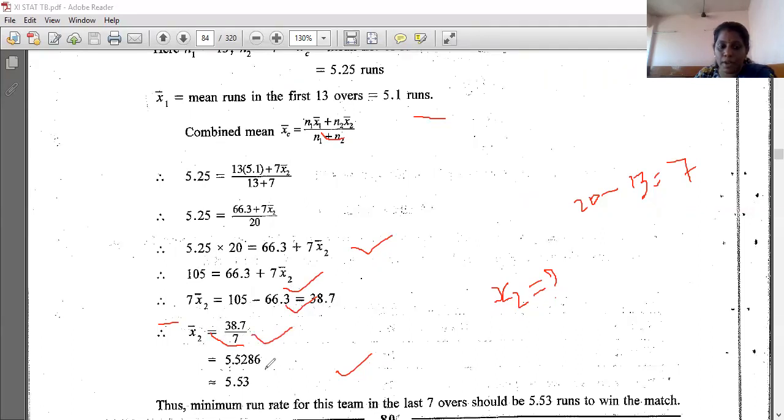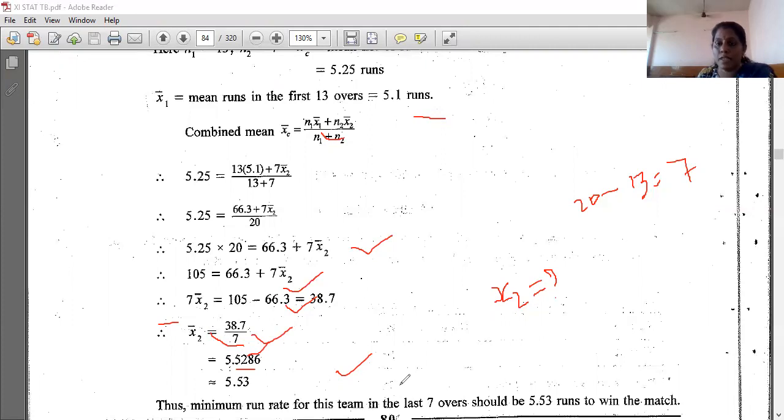That comes to 5.5286. The third digit is 8, so your second digit will be rounded plus 1. That is 5.53. So here the minimum run rate for this team in the last 7 overs should be 5.53 runs to win the match. So this way you have to solve.